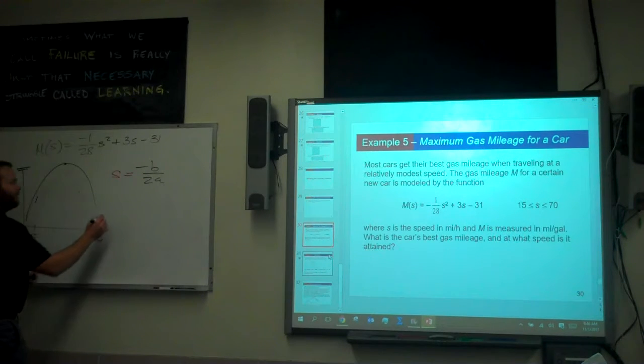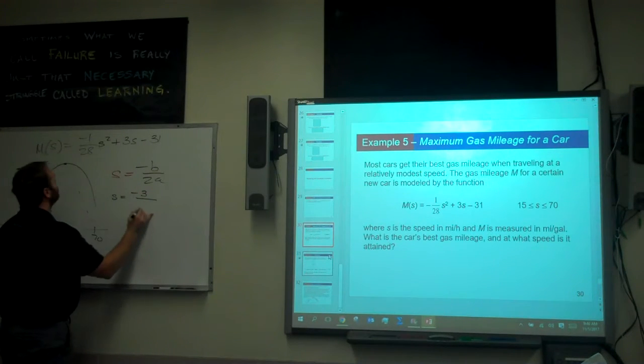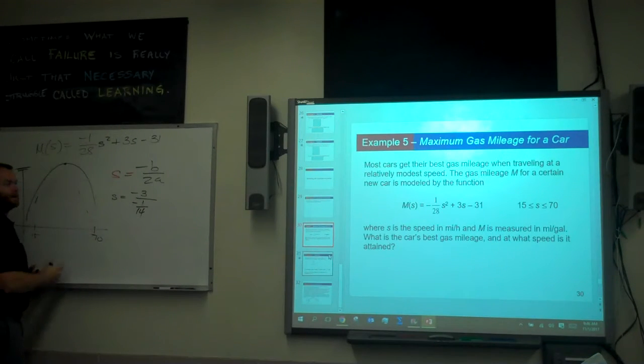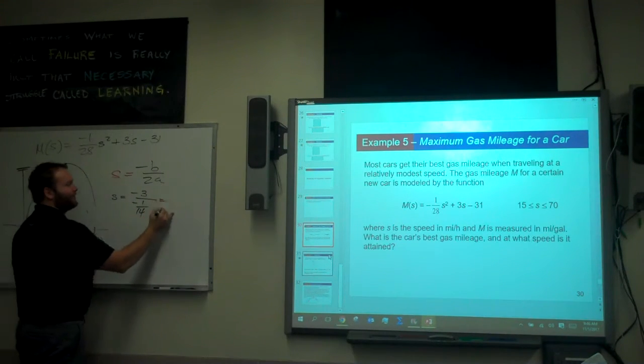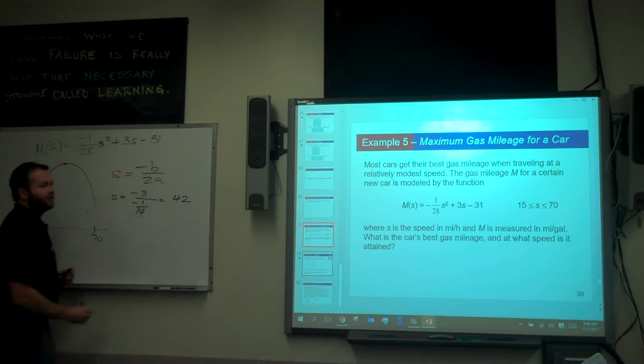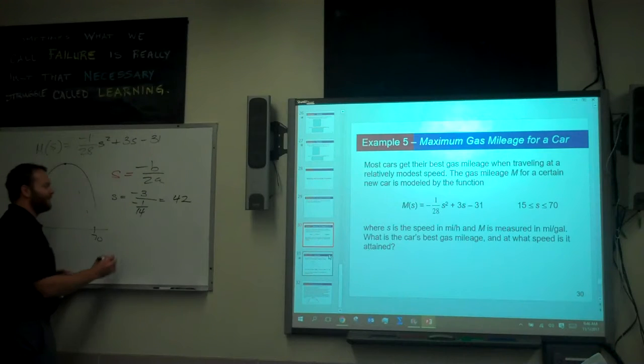Okay? So speed, opposite B, so negative 3 over 2A. So what is that, negative 1/14? If I take the reciprocal of that negative 1/14, it gives me negative 3 times negative 14, which would be 42. Okay? So it's nice to know because I labeled everything. S stands for speed, right? So it's telling me at 42 miles per hour, you're going to maximize your gas mileage. Okay? So if you're not in a hurry to get anywhere, drive at 42 miles per hour. Okay? Because it's going to save you money.